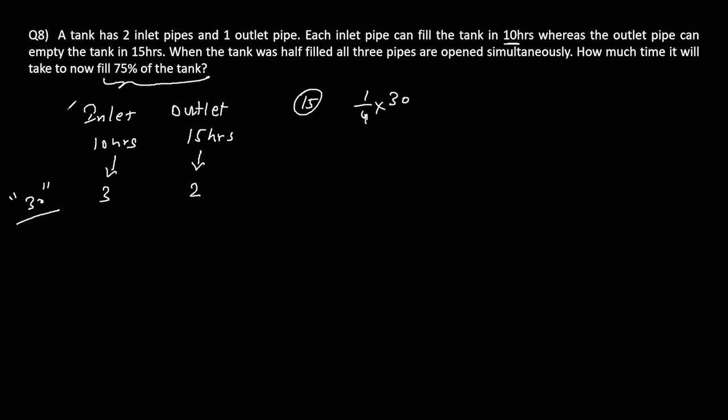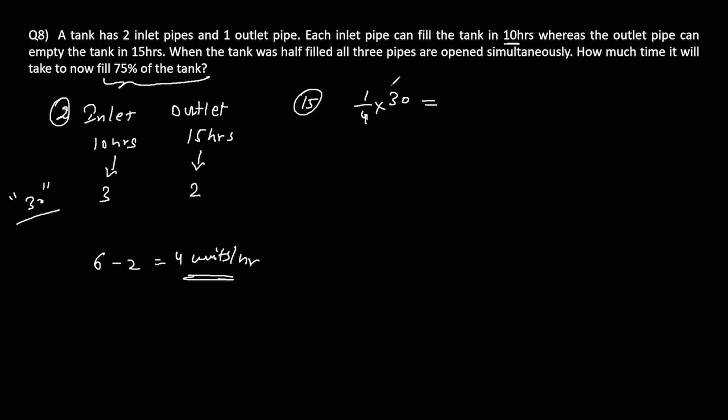Now remember, there were 2 inlet pipes. So the total work done by them will be 6 units. And the outlet pipe will remove 2 units. So per hour, the effective work done will be 4 units by all 3 pipes put together. Okay. So 4 units per hour.